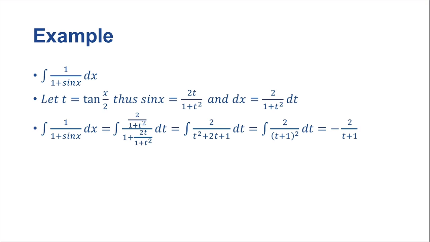We make a mental U substitution, and then we get a nice term here. We get the integral of 2 over t plus 1 squared dt. We do the mental U sub, then we get negative 2 over t plus 1. And as you can see, this reverse simplifies to negative 2 over tangent of x over 2 plus 1 plus c. Okay, well, that's all I've got for Weierstrass substitution.